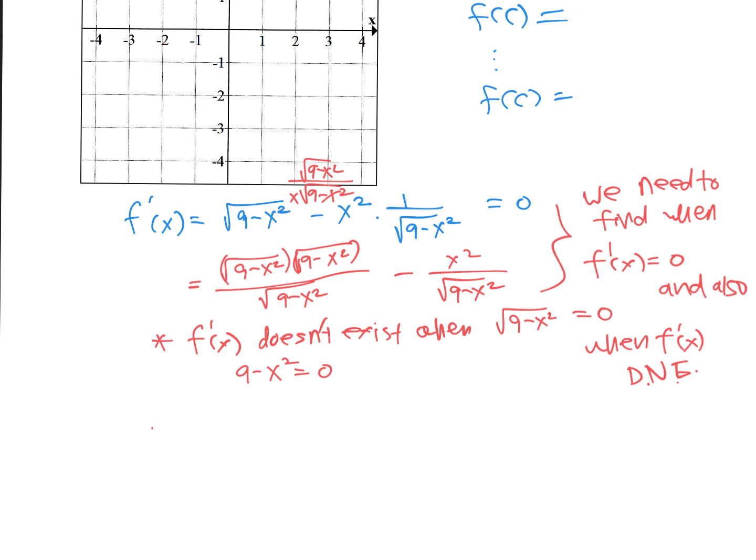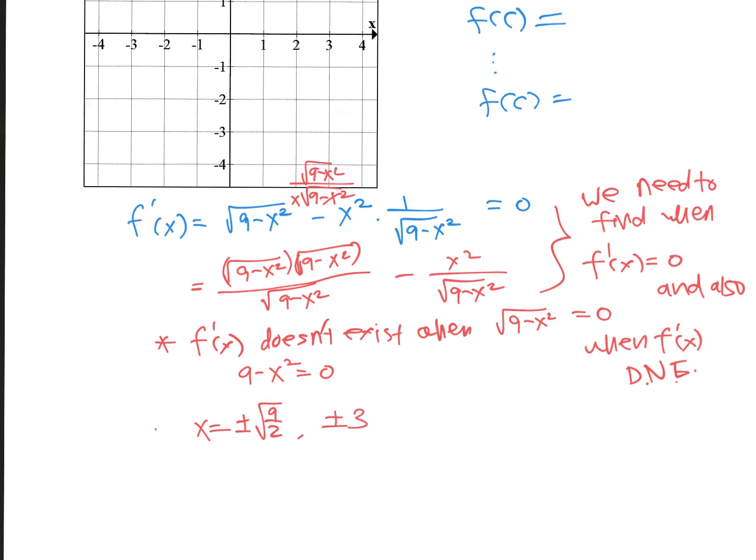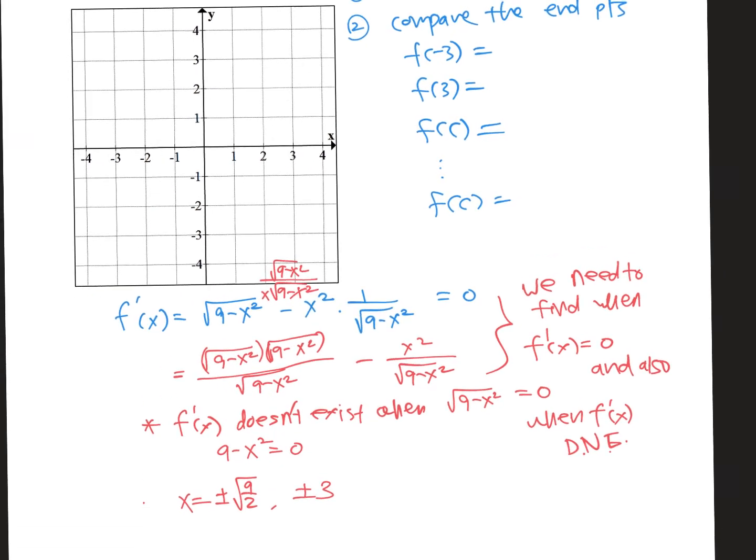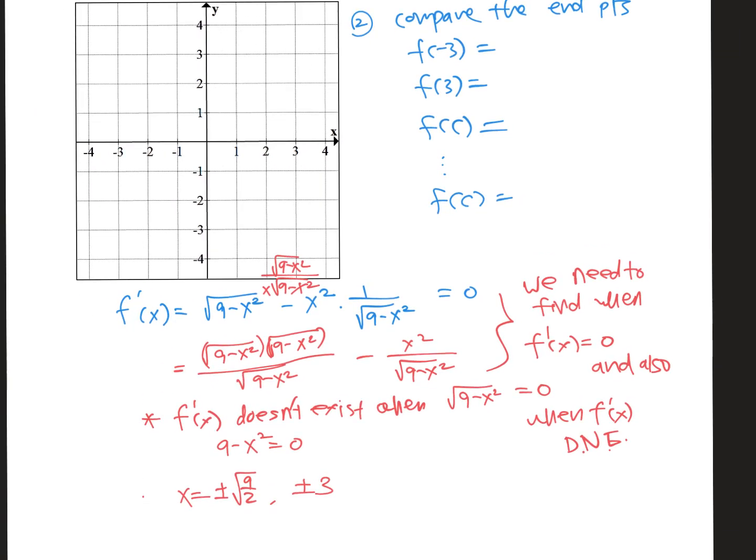If you calculate it correctly, your critical values are x equals plus or minus radical 9 over 2. This is when the derivative is equal to 0, and then plus or minus 3. That's when your derivative doesn't exist. So eventually what you have to do is plug those numbers into f. You have to find f of -3 as one of the endpoints, and f of 3 as one of the endpoints.